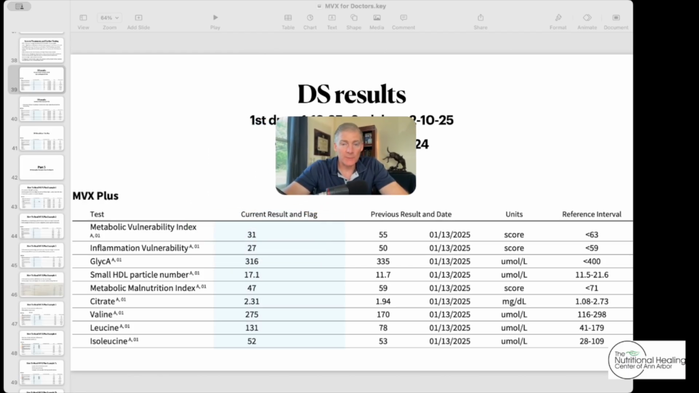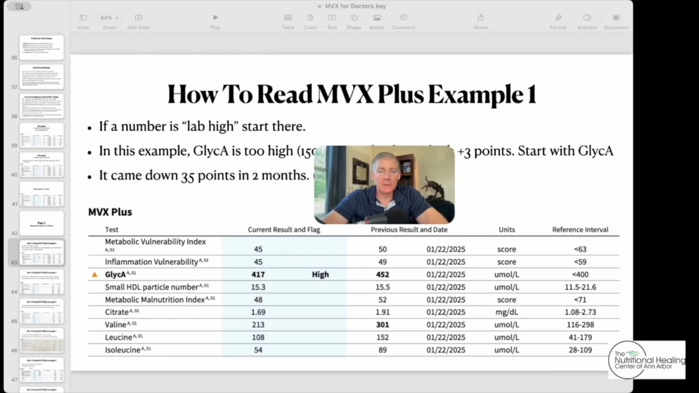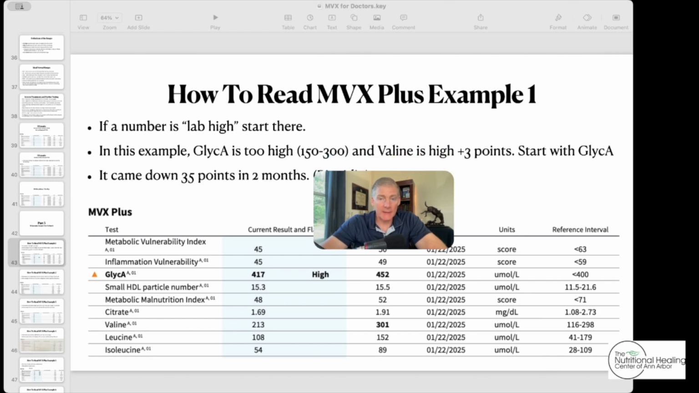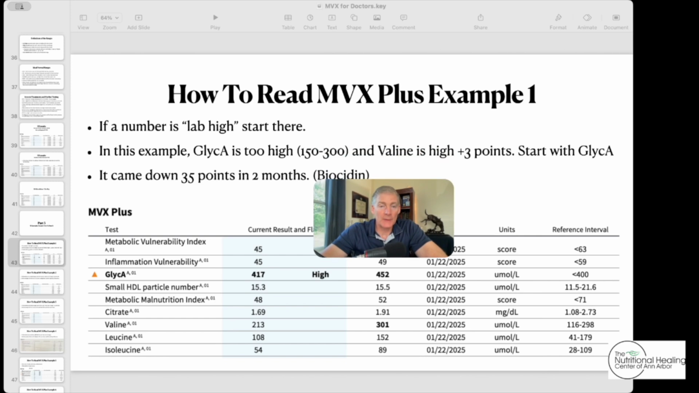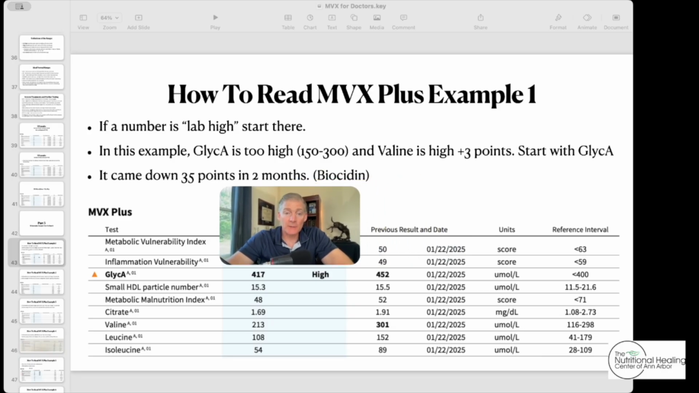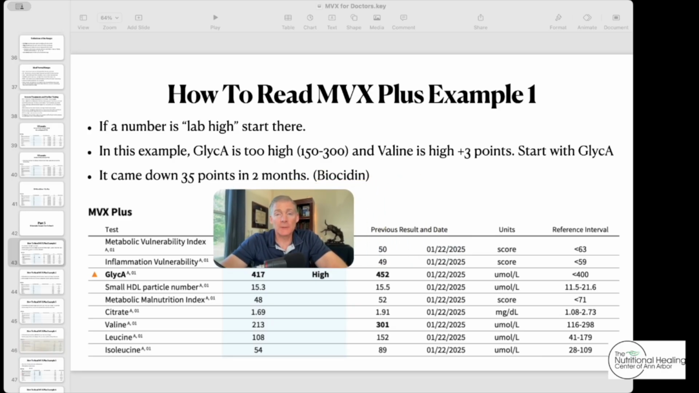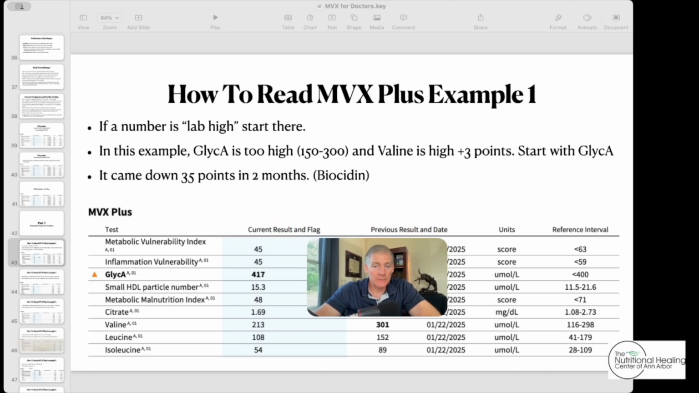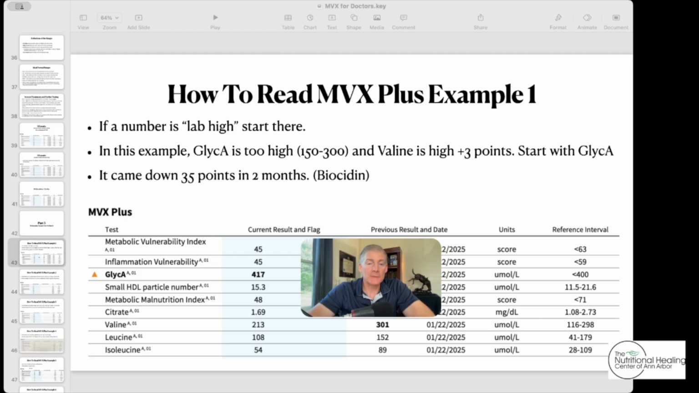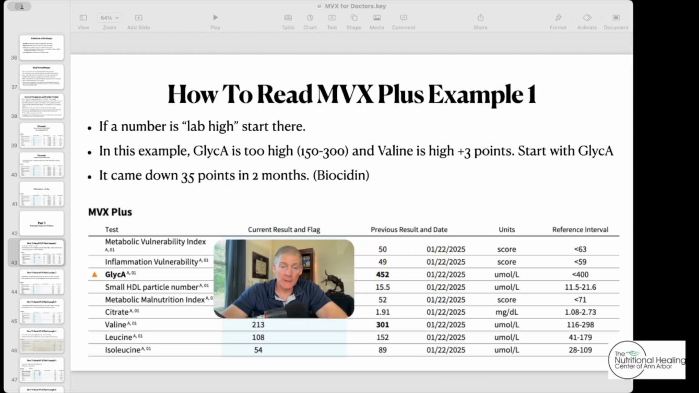So that's an example of reading MVX, and I'll show you some more examples. Here's an example of somebody whose test was January 22nd of 2025. And the worst thing here is the glyc-A at 452. And then at a later test, it had dropped down because they put him on a supplement to reduce the organisms in his body. Now notice that his valine was very high at 301, and then a few months later it was all the way down to 213, and the best score would be 210. So that's really, really good.